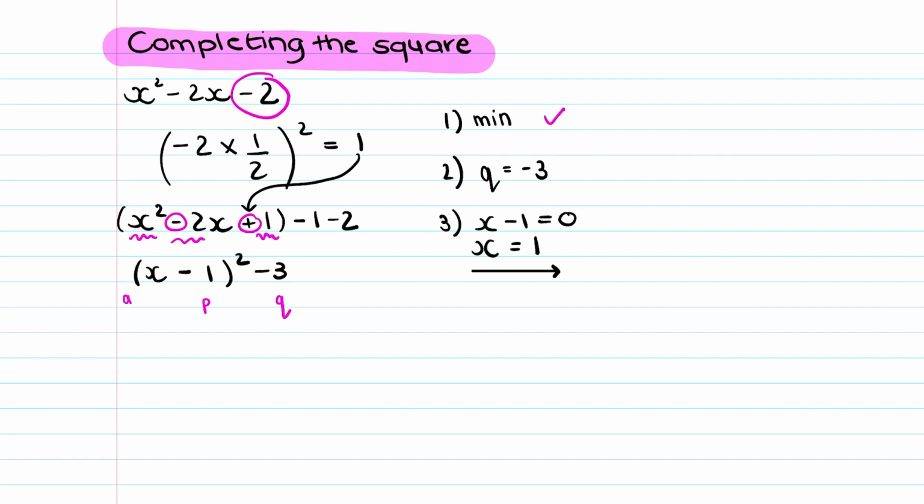And now you have all those 3 steps correct, where you have a minimum value, your q value, which is equal to negative 3, and then the value of x, which is 1.